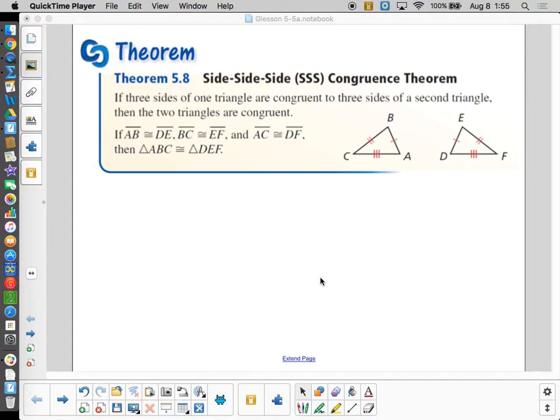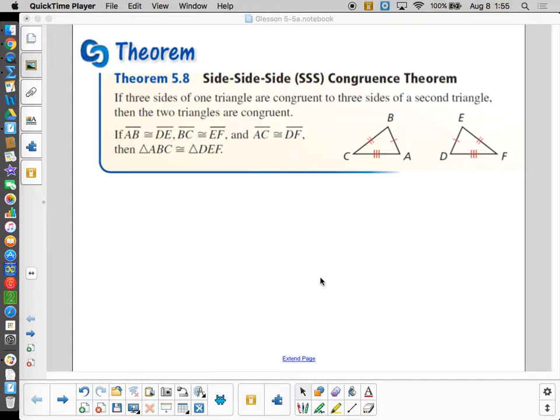Today, things start getting a little bit more complicated when it comes to proving triangles are congruent because you're going to start having more choices. And that's where it starts getting interesting. Up to this point, we've known if we wanted to prove that two triangles are congruent, we had to use side angle side. It was the only choice we had. But now we're going to start throwing two more choices at you, and they're called side, side, side, and hypotenuse leg.